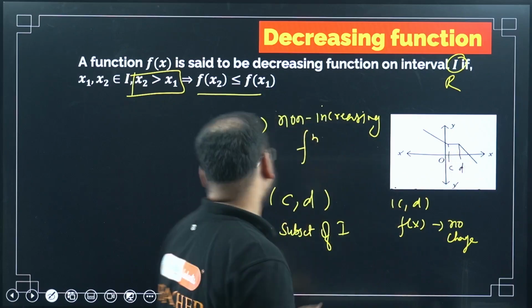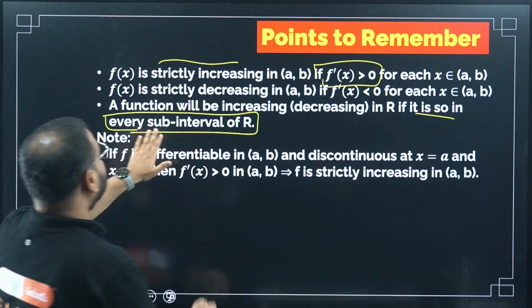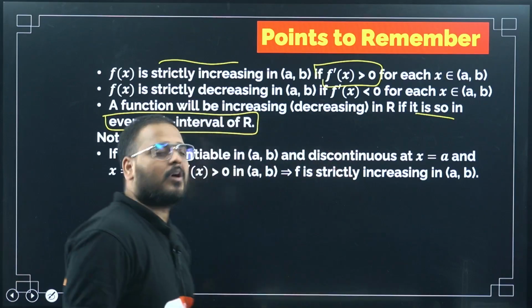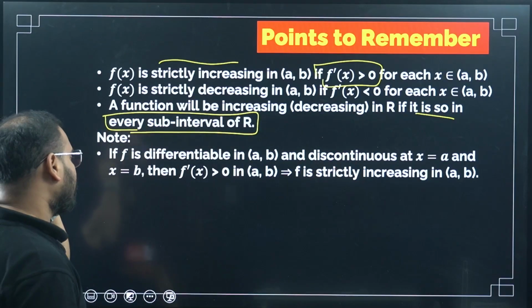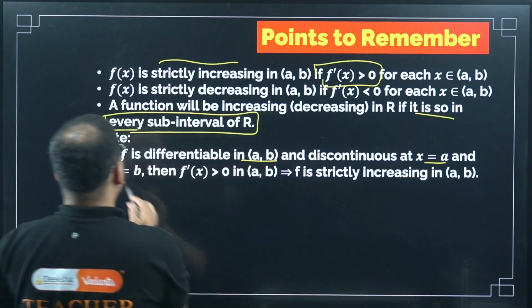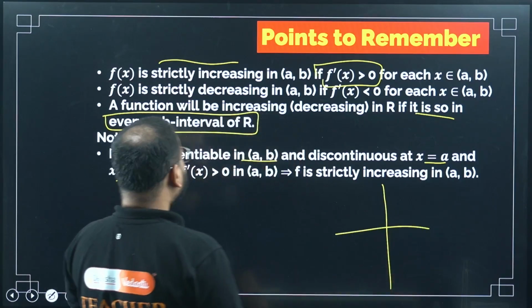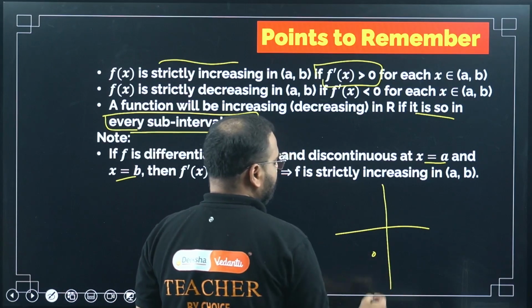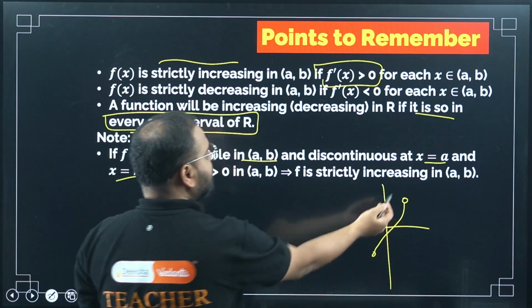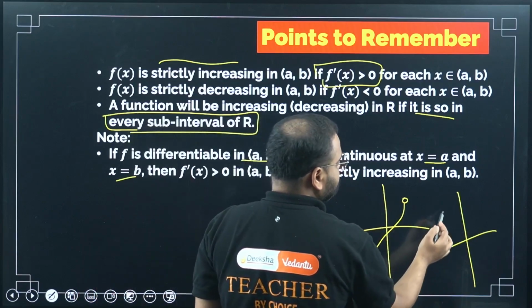But if I have a case where for every subinterval of R the function is either increasing or decreasing, I can call the function increasing or decreasing. Now note, if f is differentiable in A to B and discontinuous at x equals A and x equals B, I can draw a function where at A and at B there is discontinuity, but in between it is differentiable. I can draw the graph in two ways.